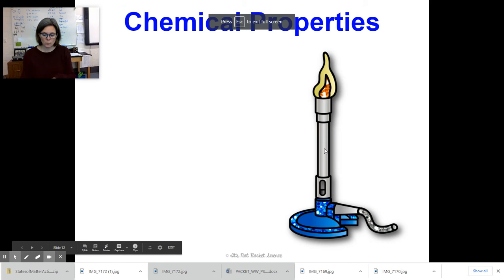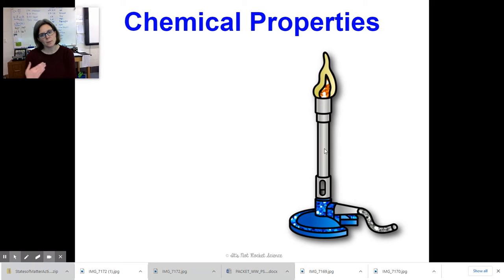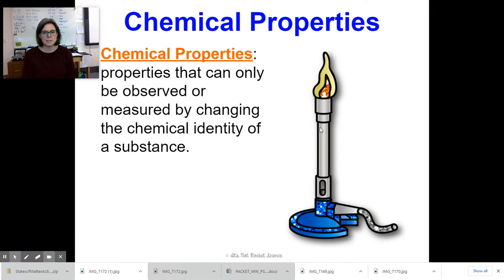Hello, everybody. So we are going to continue talking about properties of matter today. So far we've focused on physical properties of matter, but today we're going to take a look at the chemical properties of matter. Chemical properties are different than physical properties because these properties we can only observe or measure by actually changing the chemical identity of the substance. So that means a chemical reaction is going to have to occur.